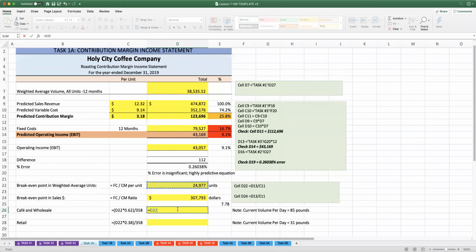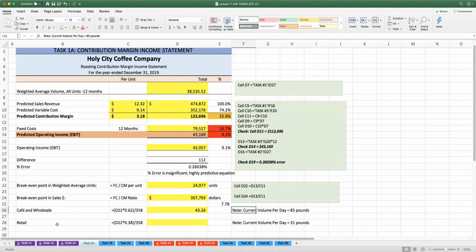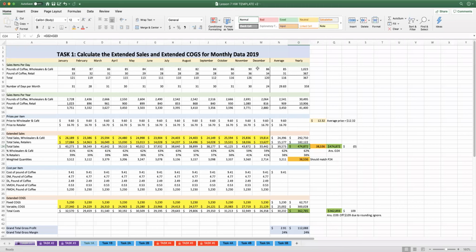D22 times 0.62, wrap that up. And then divide that by 358, which is the number of days in the year. So to break even, we need to sell about 43 pounds of coffee through the cafe and wholesale. And currently we're selling about 85 pounds total there. Let me show you that again. That was right there. Okay, so we're definitely scoring on that one.